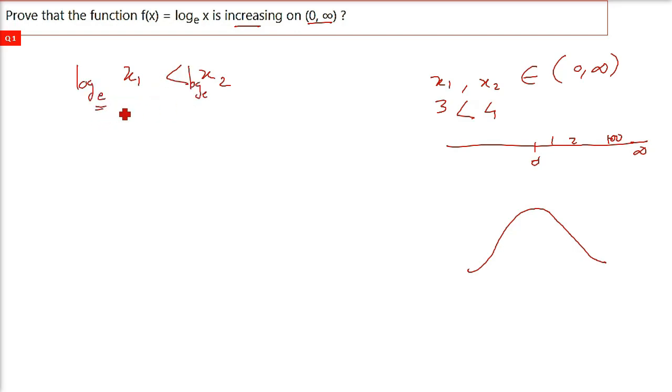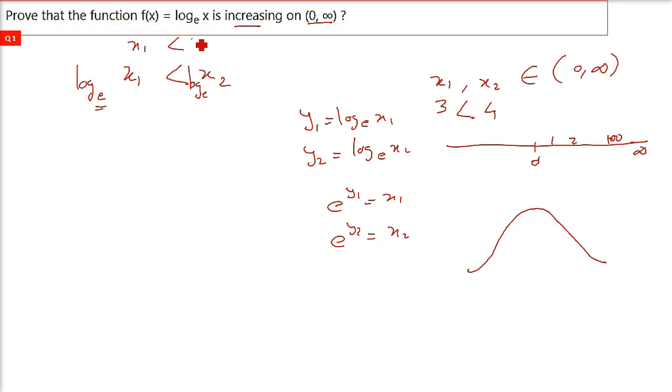This log is base e, that is called the natural log. If I call y1 as log x1 and y2 as log x2, it just means that e raised to y1 is equal to x1, and e raised to y2 is equal to x2. So I am saying x1 is less than x2, which we started with, we took two numbers. We said that one number is lower than the other. We took the log of both the numbers. What does that log mean? Here I have just equated it with y1 and y2.